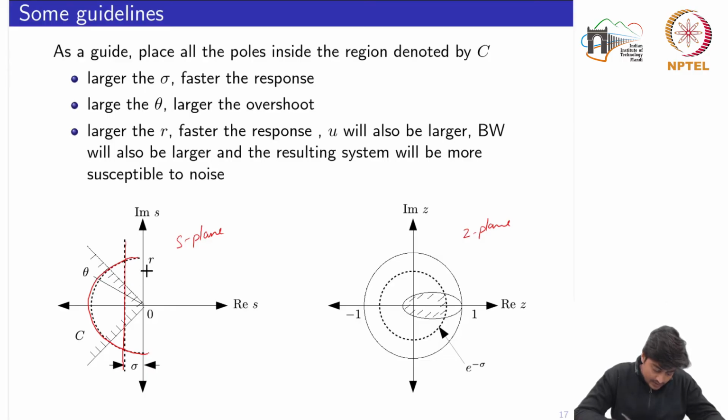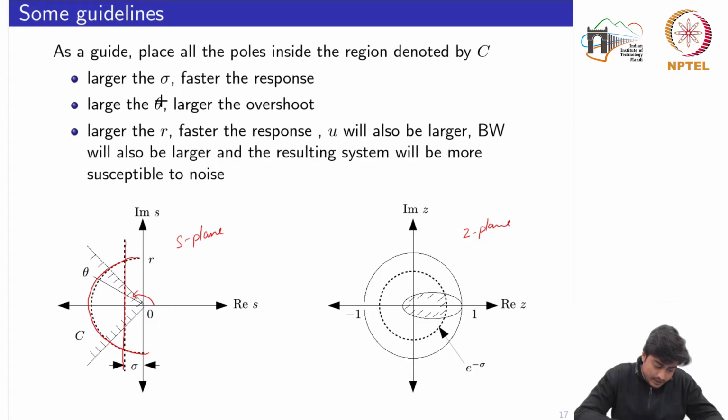So when you see this region in the S plane, by drawing the damping coefficient line, you can assess some of the parameters. Let's say the sigma, which is the real part of the S plane, the theta, the angle which it makes from this axis, and also the radius of this semicircle. So if you have a larger sigma, the response of the closed loop system would be faster, if your closed loop poles happen to have a larger value of sigma.